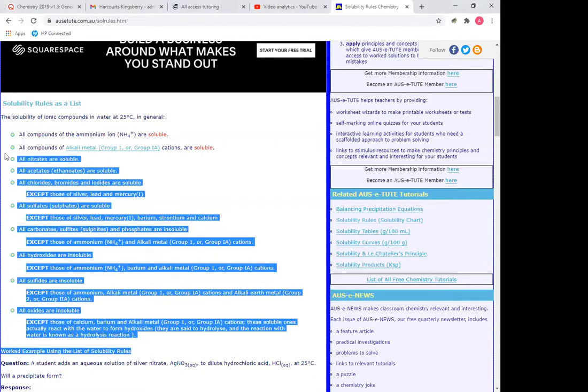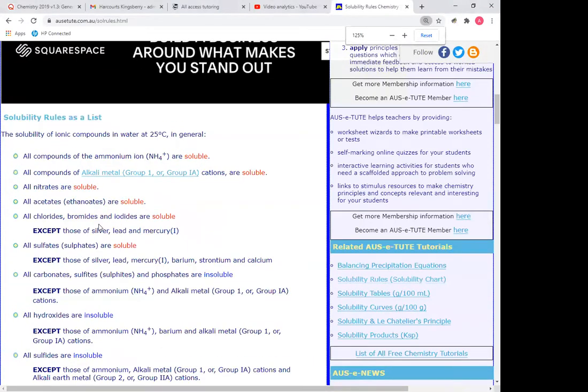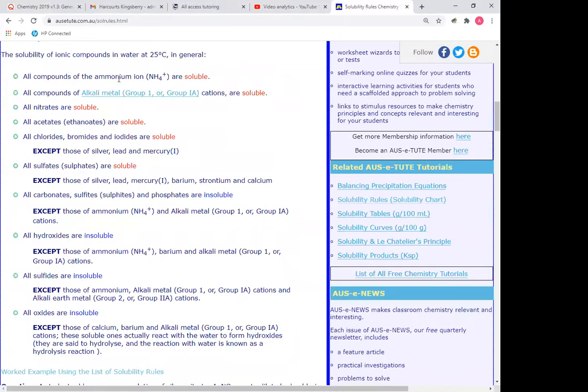These are the basic solubilities. So all ammonium salts are soluble. All compounds of alkali group metals, of group 1 or group 1A, are soluble. Take a screenshot of that. Then we're going to look at this double displacement reaction scenario and predicting what is going to be produced, and out of that, what is going to be soluble.